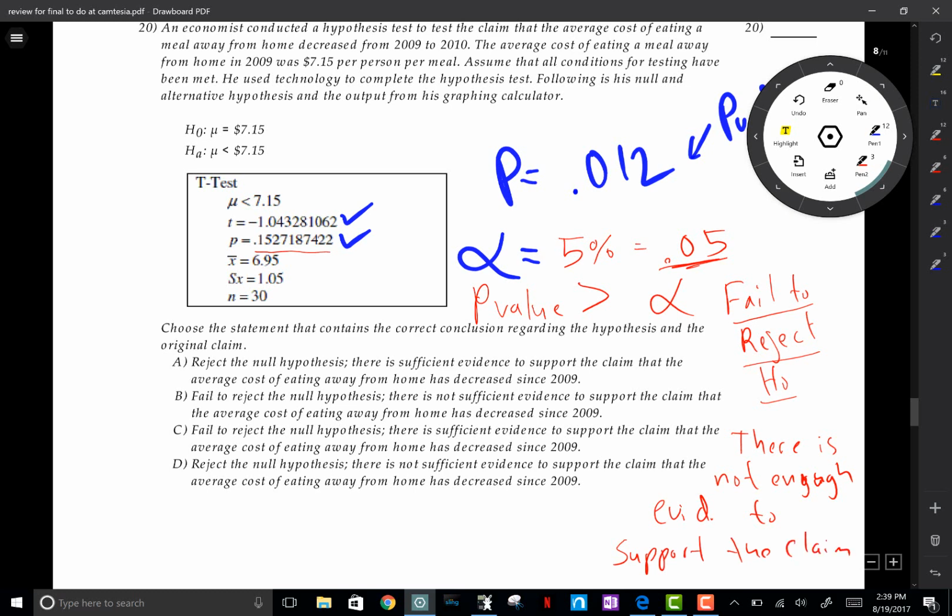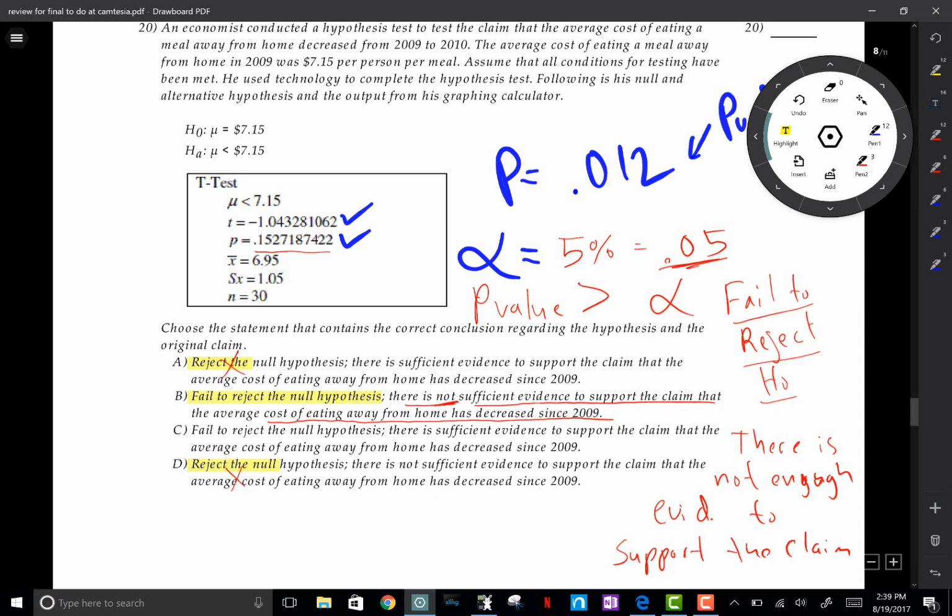So we just want to look at A, B, C, and D and see which one illustrates that. If you look at A and D, they say reject the null hypothesis, so we automatically know these two are wrong. Now if we look at B, it says fail to reject the null hypothesis. That's good. Then it says there is not sufficient evidence to support the claim that the average cost of eating away from home has decreased in 2009. That one sounds really good.